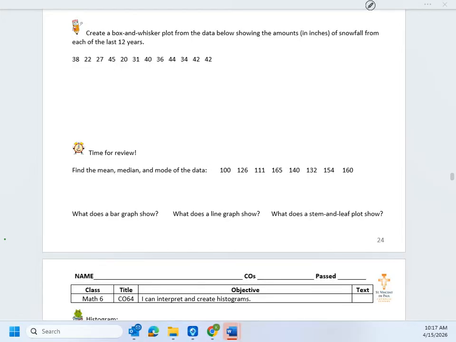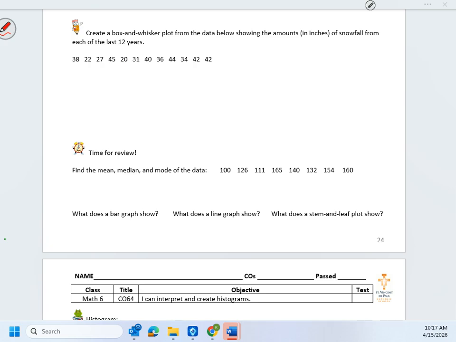Michael? Create the number line. We want to create a number line. What do we have to do before we can create the number line? Matt? Put the numbers in order. We have to put the numbers in order so we can see what our minimum is and what our maximum is. So we're going to take these numbers and put them in order.